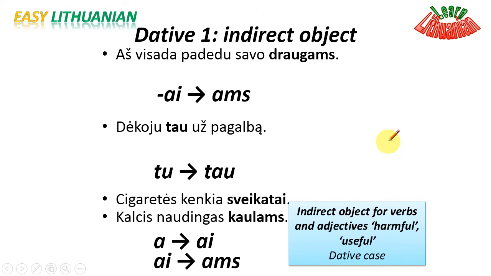Now let's see some examples about the first usage of the indirect objects. I always help my friends. Aš visada padedu savo draugams. Aš visada help, padedu, savo, my, draugams. For friends, literally.